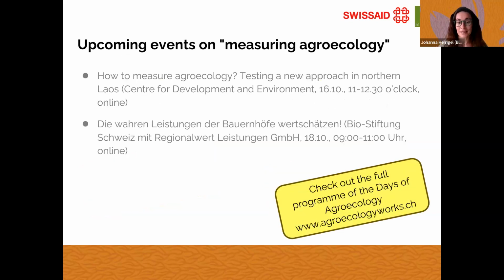Thank you. Also to recall that this event on measuring agroecology within the Days of Agroecology is the first but not the last event on measuring agroecology. So there is one event on how to measure agroecology, testing a new approach in Northern Laos, focusing on participatory methods by the Center for Development and Environment on the 16th of October. This is also an online event. And then there is an event on the 18th of October, also online, this one in German, die wahren Leistungen der Bauernhöfe wertschätzen by the Biostiftung Schweiz, together with Regionalwertleistungen. So this is on how we can evaluate the work done and performed on the diverse farms and towards a diversified and sustainable farming system. And there are many more really fascinating events as part of the Days of Agroecology, so please check out the website for more information there.